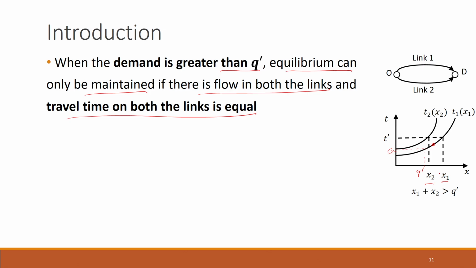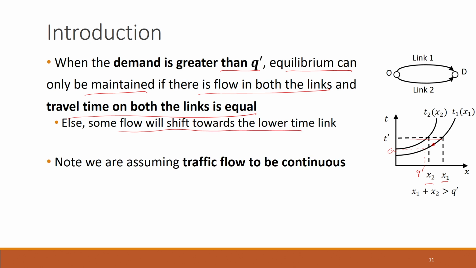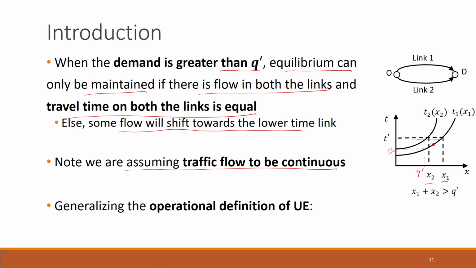So we have to ensure two things. First, the total x1 plus x2 has to be equal to q, which is the given travel demand, and the travel time t2(x2) has to be equal to t1(x1). Only this case will satisfy this, because in any other case some flow will shift towards the lower travel time link. And just to remind you again, we are assuming the traffic flow to be continuous, so we allow traffic flows to take fractional values. So let us now generalize the operational definition of user equilibrium.